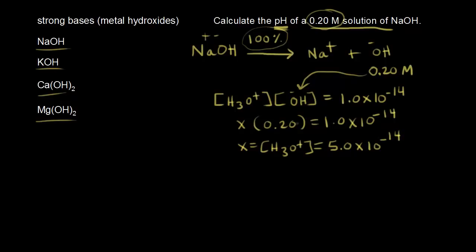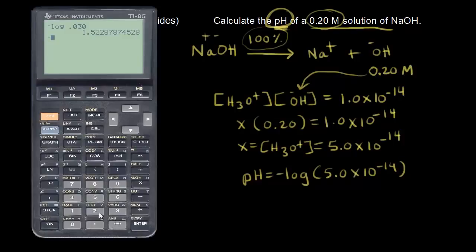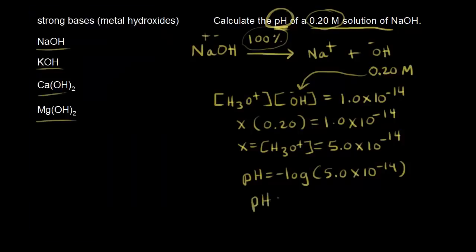So now that we have the concentration of hydronium ions, we can now calculate the pH of our solution, because pH is equal to negative log of the concentration of hydronium. So let's get out the calculator to find the pH. So the pH is equal to the negative log of 5.0 times 10 to the negative 14. And so we get a pH of 13.30. So let's go ahead and write that down here. pH is equal to 13.30. So there's another way to do this problem.